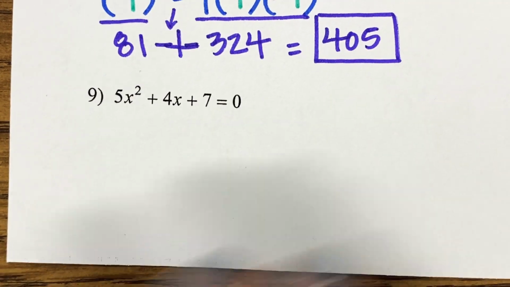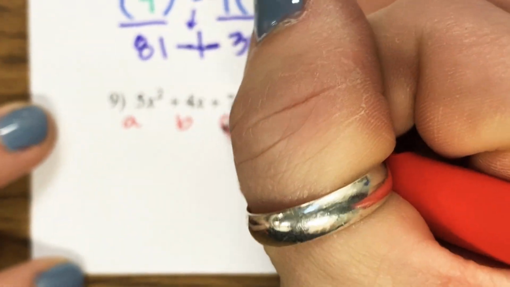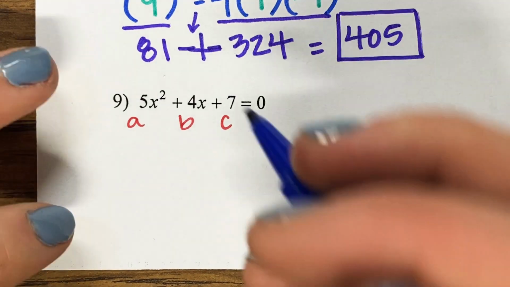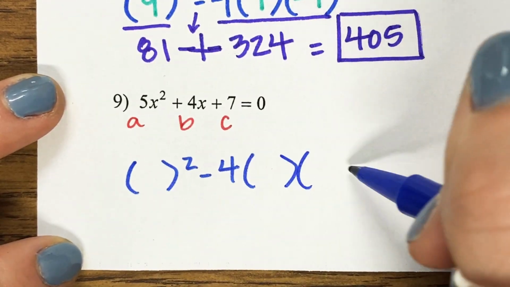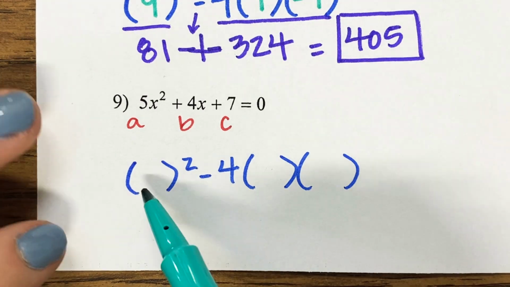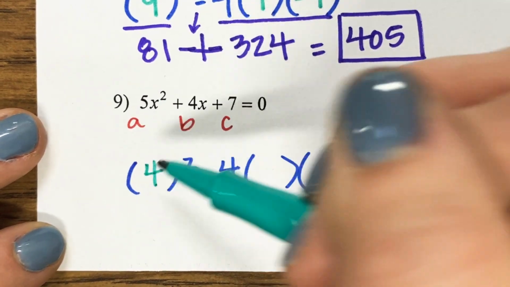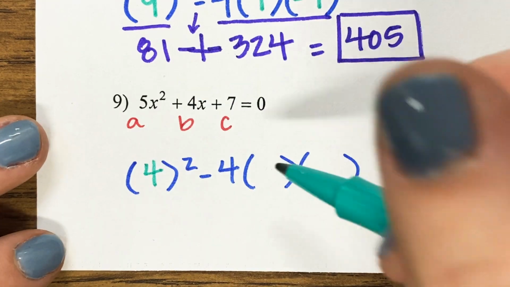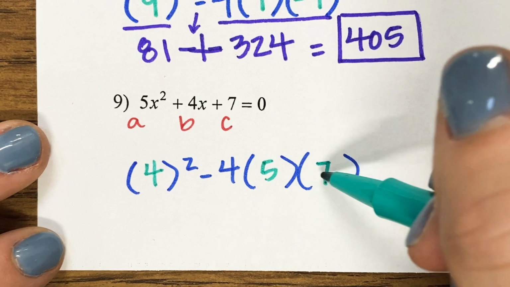Let's identify our A's, our B's, and our C's. A, B, C. Once we've identified them, we can fill in our formula. So I have B squared minus 4 times A times C. Now we can fill it in. My first space is my B squared. What is my B? 4. Minus 4 times A, so what's my A? 5. Times C, what is my C? 7.